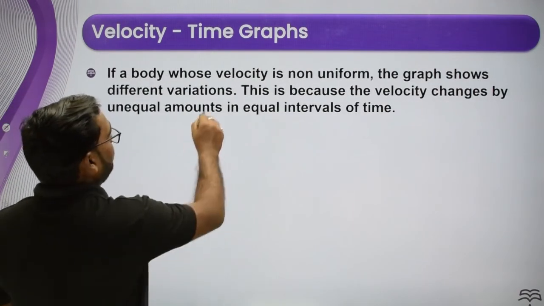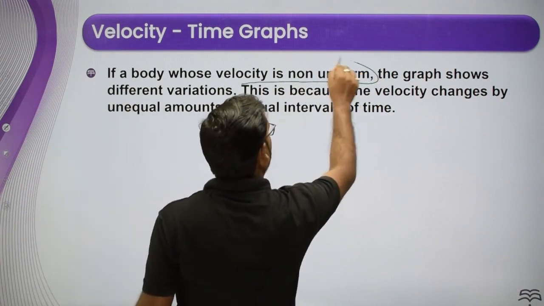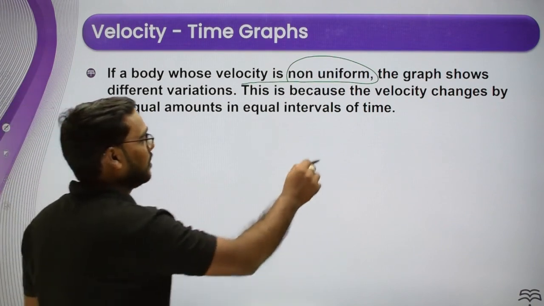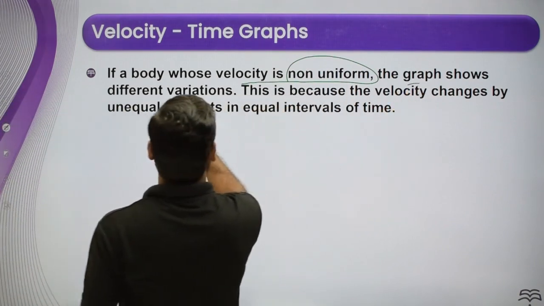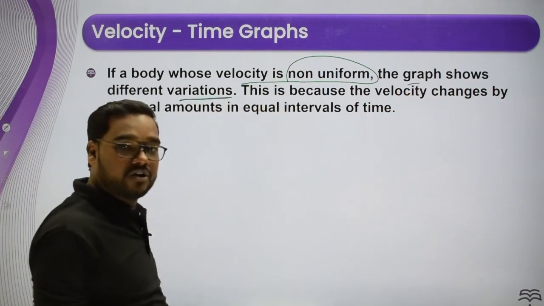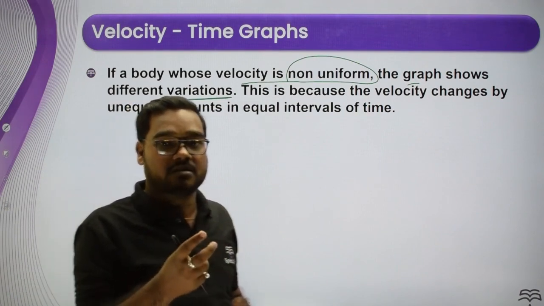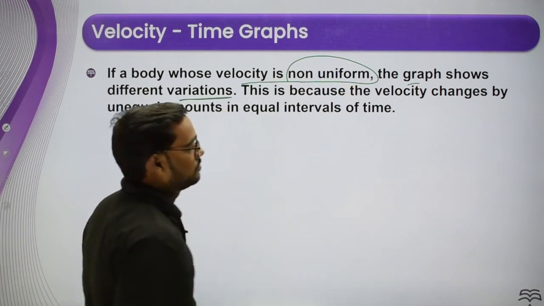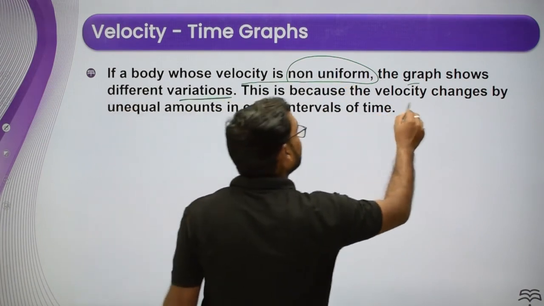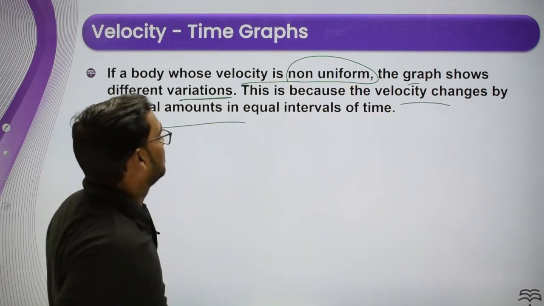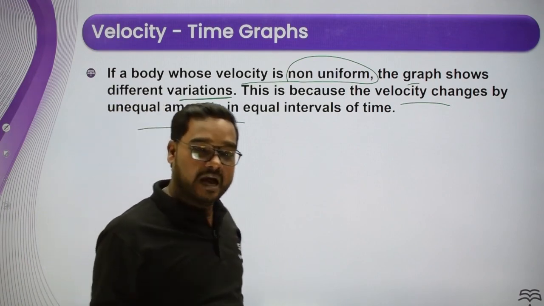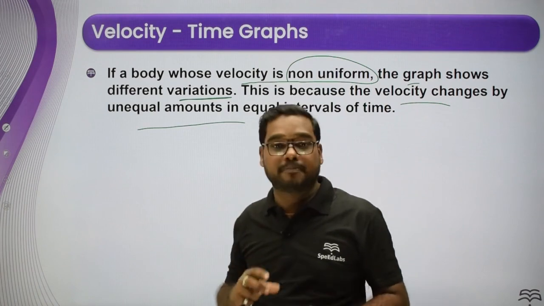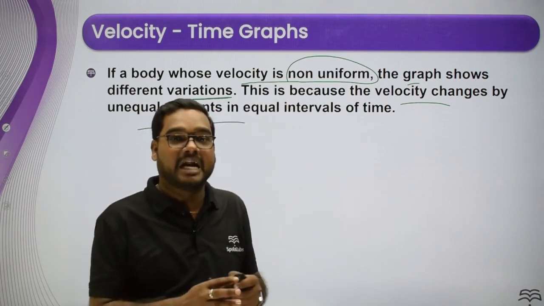So if a body whose velocity is non-uniform, now we have the velocity that is non-uniform. If the velocity is non-uniform, then the graph shows a different variation. You will not get a particular pattern. Okay, you will get a different pattern if the velocity is non-uniform, because the time interval is equal, but the change in velocity is unequal. So you will not get a fixed pattern in your graph. You will get some random type of graph.